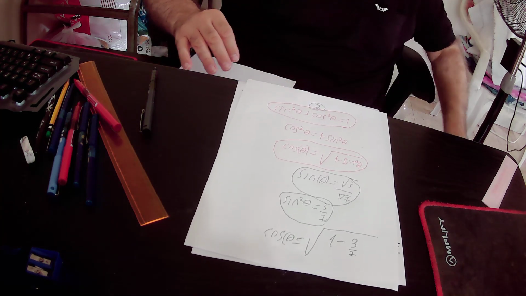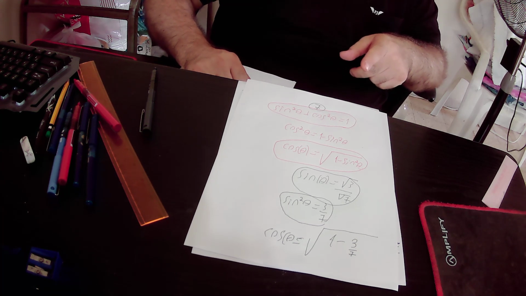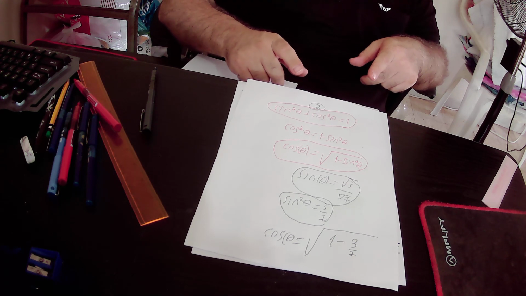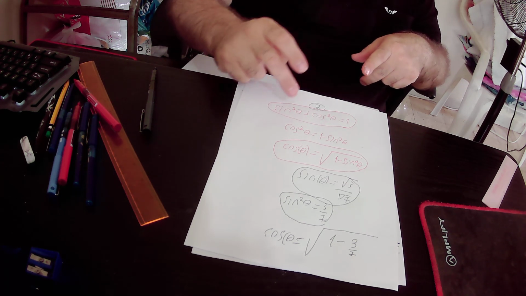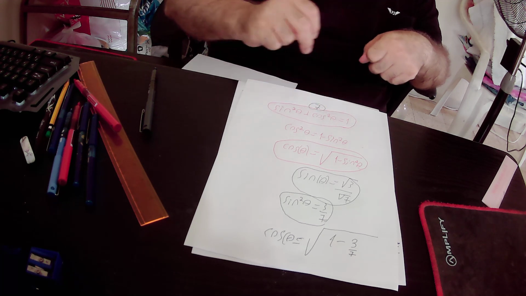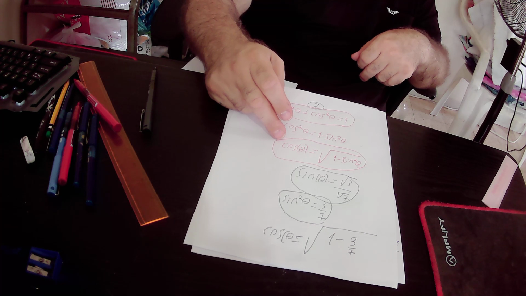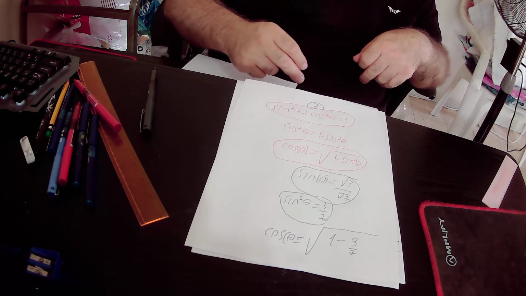that states that sin theta squared plus cos theta squared equals 1. Okay, from this identity we subtracted sin theta squared and we got that cos theta squared equals 1 minus sin theta squared. Then we took a root out of this equality and we got that cos theta equals the root of 1 minus sin theta squared.